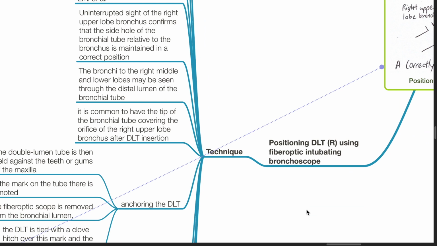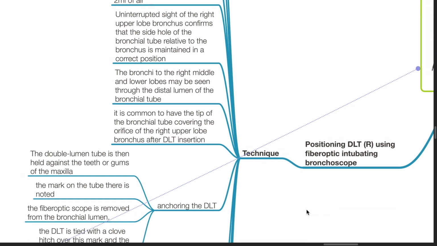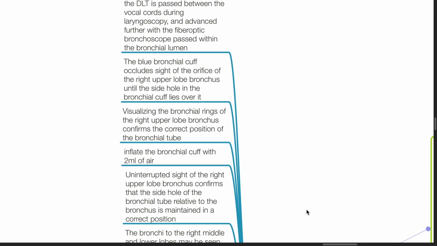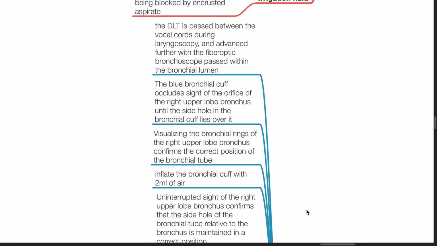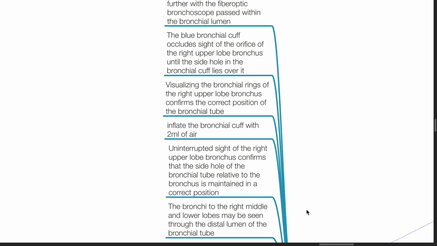Positioning the DLT using a fiber optic intubating bronchoscope. The DLT is passed between the vocal cords during laryngoscopy and advanced further with the fiber optic bronchoscope passed within the bronchial lumen. The blue bronchial cuff occludes the orifice of the right upper lobe bronchus until the side hole in the bronchial cuff lies over it.